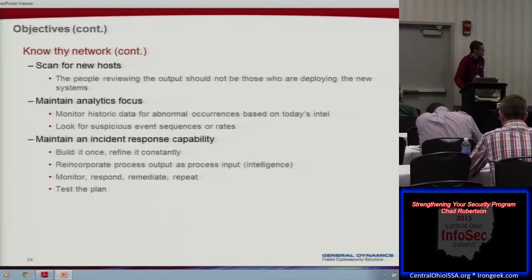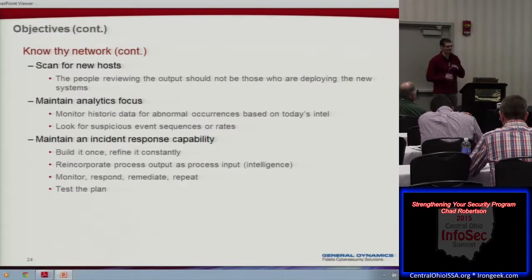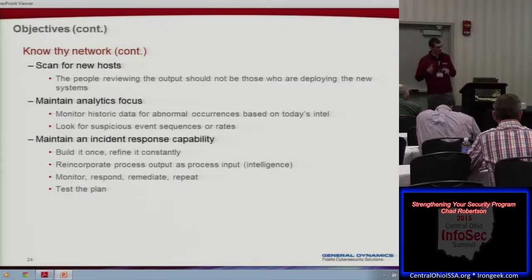What else? Know thy network. Scan for new hosts. People reviewing the output should not be those who are deploying the new systems. The folks looking at the output of the scans shouldn't be the ones putting systems in, because we need to be able to detect that stuff. Scan ongoing, maintain analytics focus. Monitor historical data for abnormal occurrences based on today's intel. That goes back to our scenario: if we use the data we know today, historically, we can be better off.